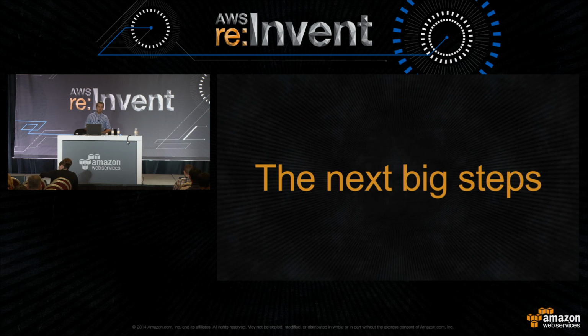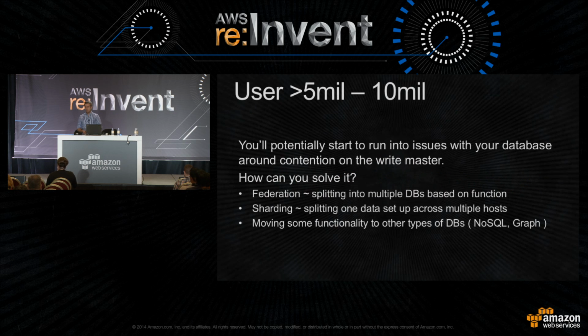So what are the next big steps, the next big things that you might run into? Well, depending on the database that you go with, you could end up at a point where you're actually starting to break relational databases. Again, I think Aurora really changes this conversation and this viewpoint. But if you're using another relational database engine, you might start to run into scaling issues around write contention, around the amount of read capacity that you have available. So there are a number of different ways that you can solve it: federation, sharding, and then looking to move some of that functionality to a non-relational database.